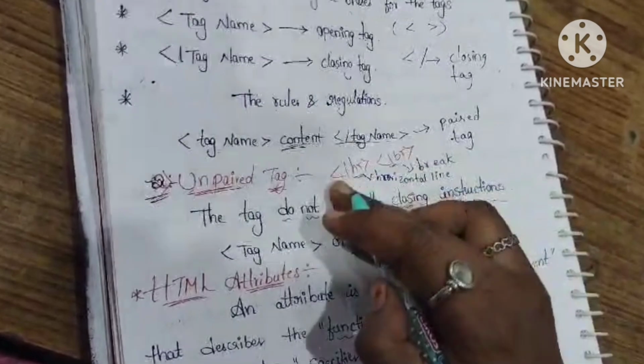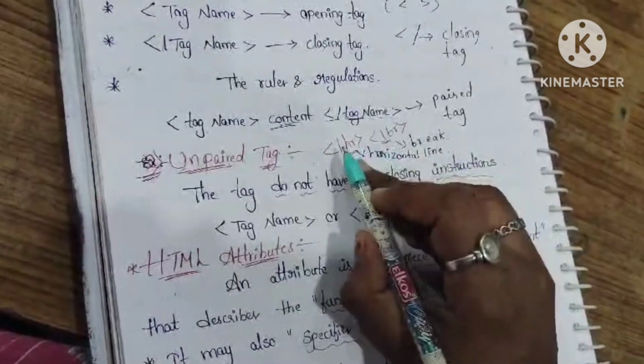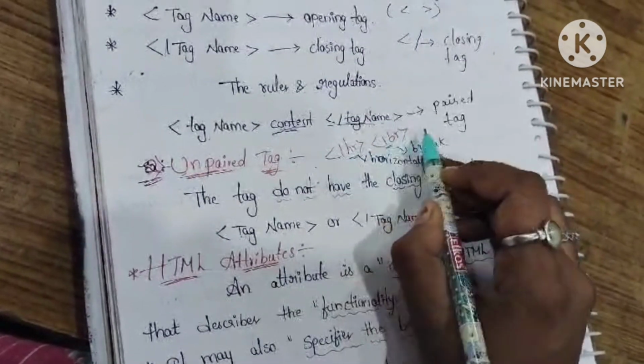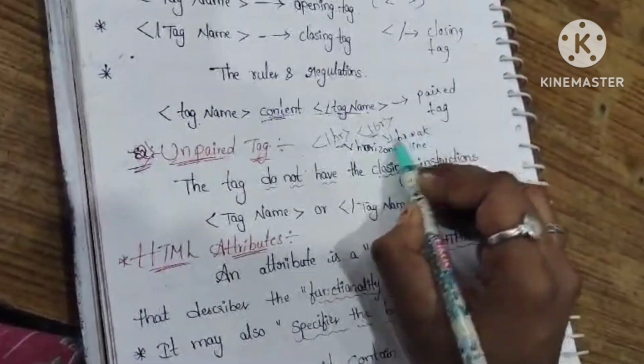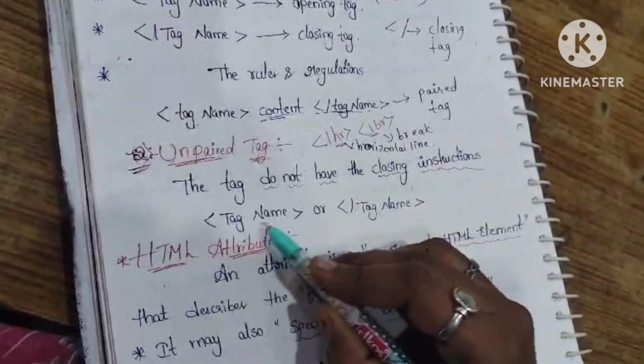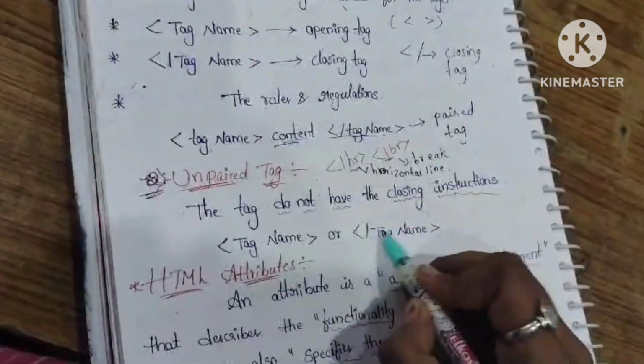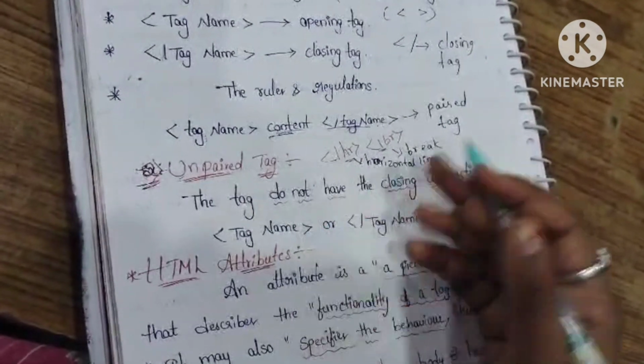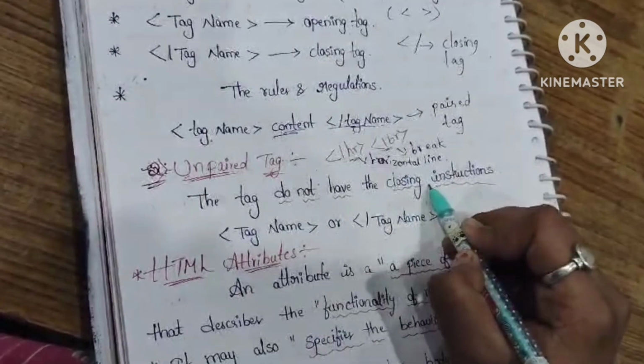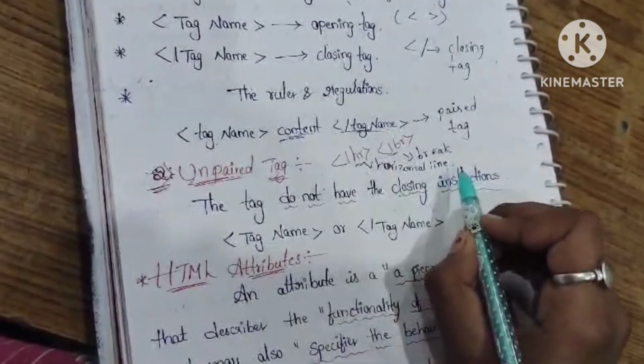We use HR when, for example, we first write a paragraph and then want a line, so we write a tag. Which tag? The HR tag. We get the horizontal line. We can write it as an open or closed tag. We do not have any closing instructions. This is called an unpaired tag.